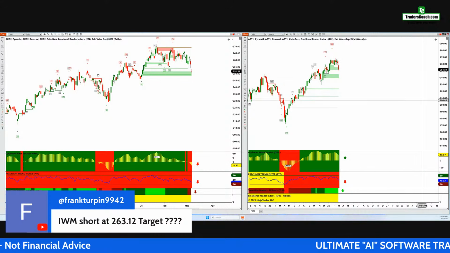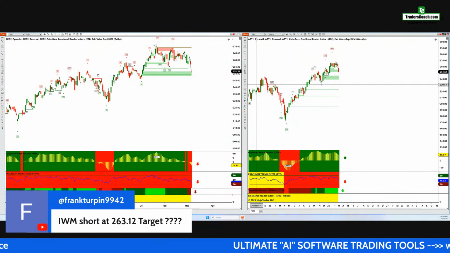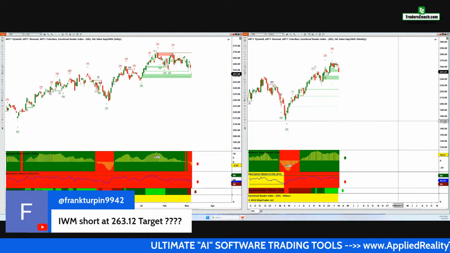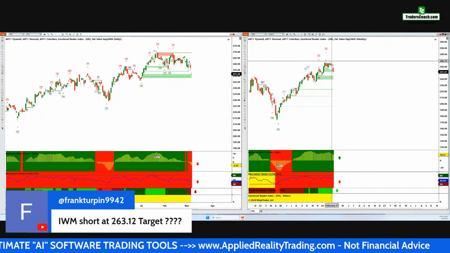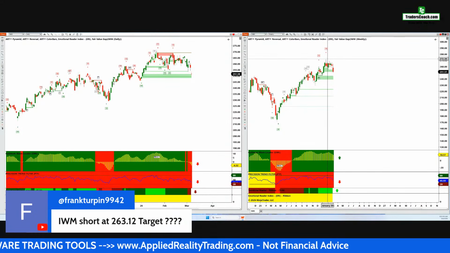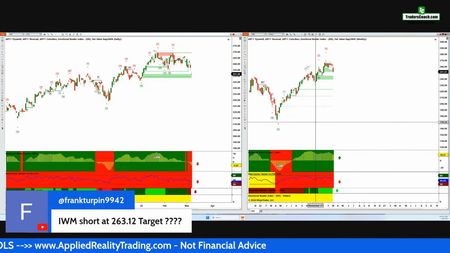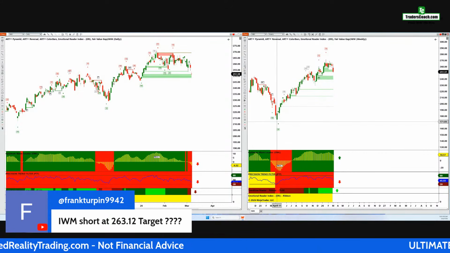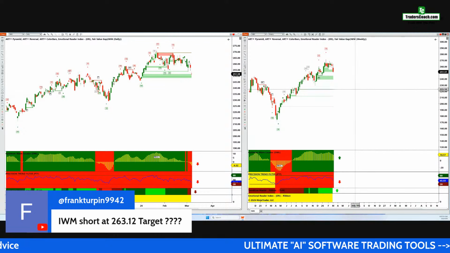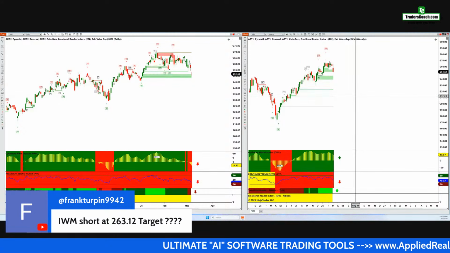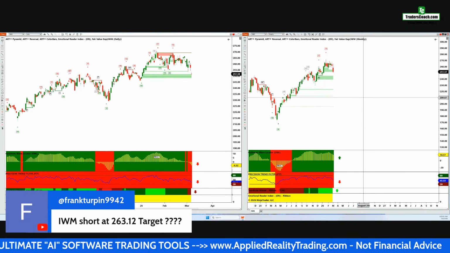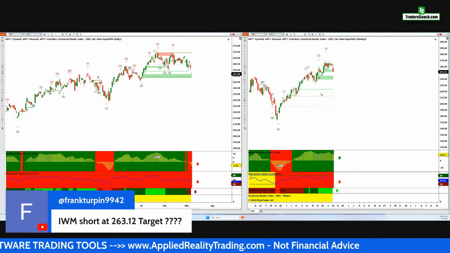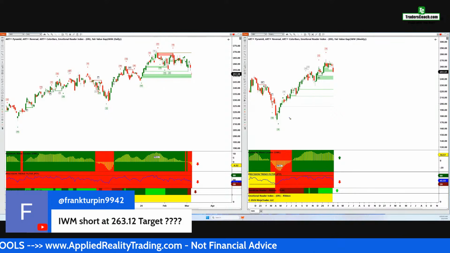Well, I would say it depends on how much risk you want on this. If you want to put your stop up here and target down here, you could certainly do that. It's a heck of a risk to reward. And you could take a partial here and here if you want. Take a little off here, take a little off here. That'll work if the structure changes.